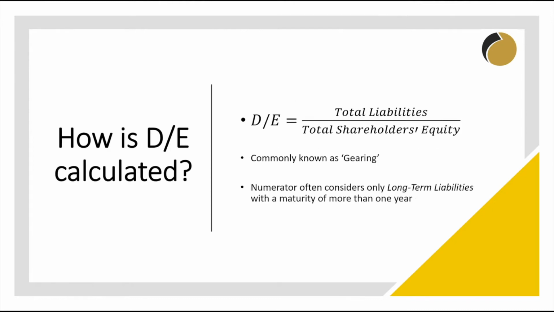So how do we calculate debt to equity? The debt to equity ratio is simply total liabilities divided by total shareholders' equity. This ratio is also commonly known as gearing. It's also worth noting that the numerator is often modified to consider only long-term liabilities, or those with a maturity of more than 1 year.